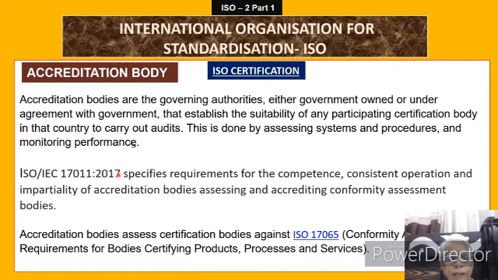So in a nutshell, let me explain. AB certifies or authorizes or accredits certification bodies, and AB is governed by this particular standard, and they check whether this certification body is working as per the ISO requirement 17065. So let's move further.